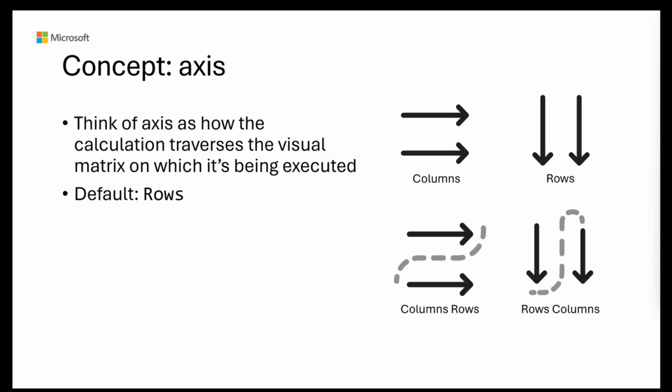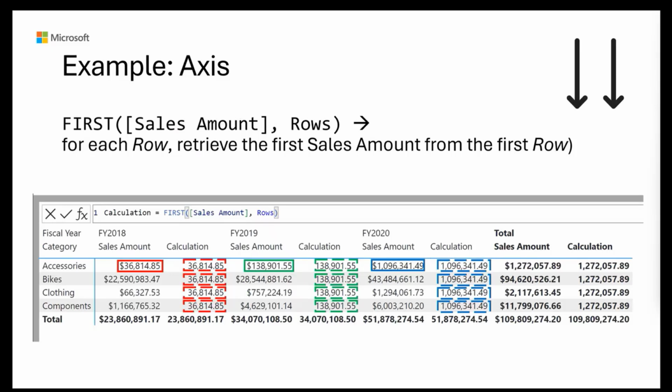Examples. Here's an example of rows. Let's take the first sales amount on rows, which means for each row, retrieve the first sales amount from the first row. We're doing that column by column. So if you look at the color coding, you'll see that the color coding matches.